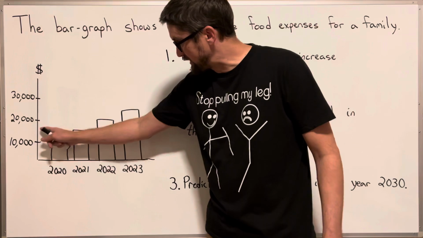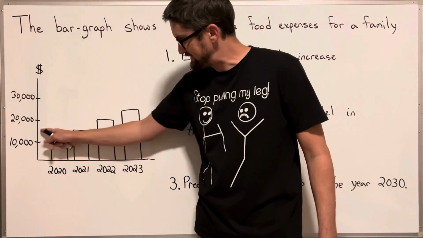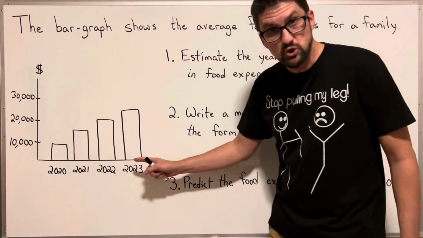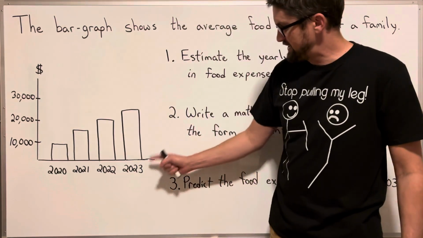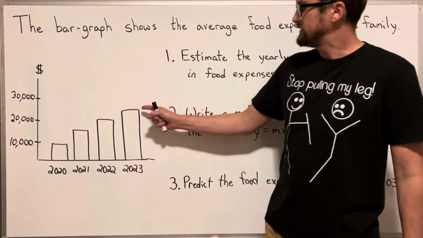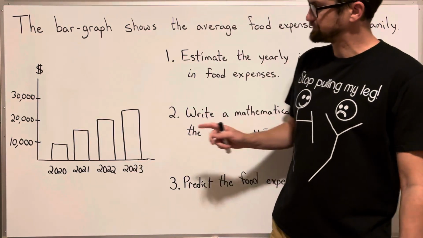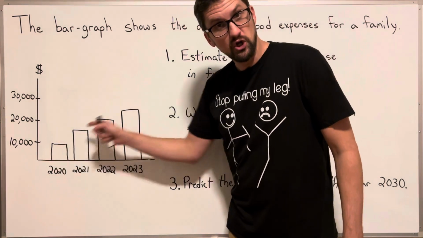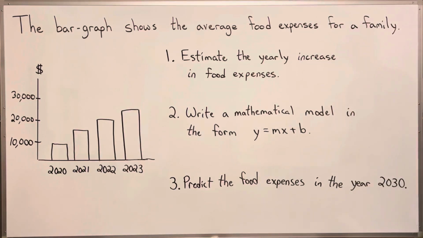We don't know the exact number because this is all we're given, this bar graph, but we can estimate it to be about 15,000. And then in 2022, the expenses look like about 20,000. And then in 2023, they look like about 25,000. So it looks like there is a linear relationship here. Let's see if we can answer these questions about it.